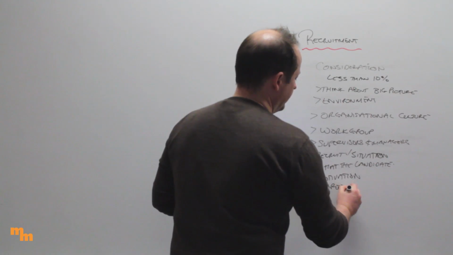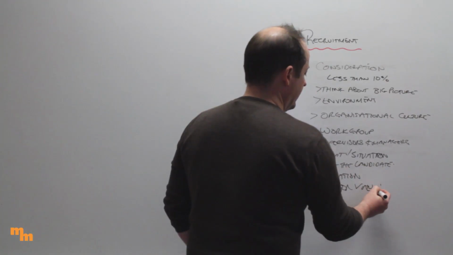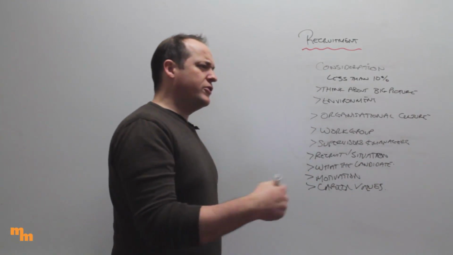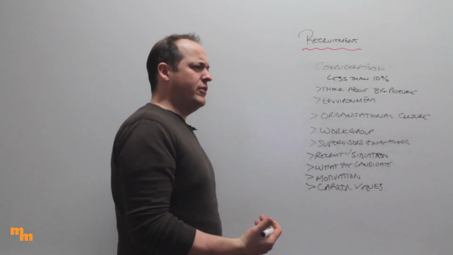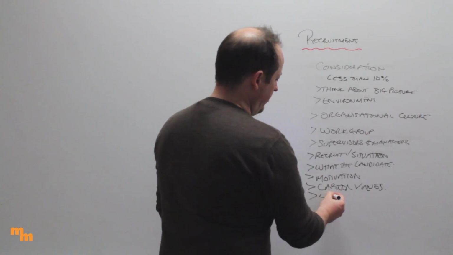Career values. Okay, so what the person wants to get out of their career, that can become a problem too. Those career values and what they were trying to get out of it, we're also not thinking about when we look at the learning style.